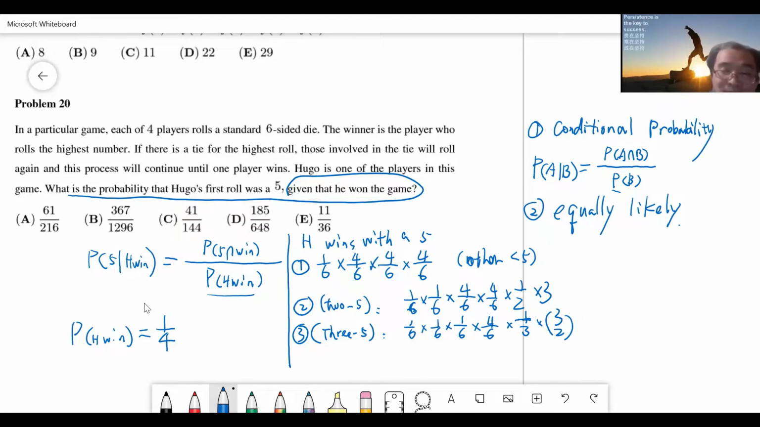Okay, of course we have the last case. So we have 4 5s. Everybody got a 5. Everybody goes to the next round, right? So then look here, that's going to be 1/6 times 1/6 times 1/6 times 1/6. So then they are equally likely to go to the next round. Let's just say Hugo has 1/4 of a chance to win.